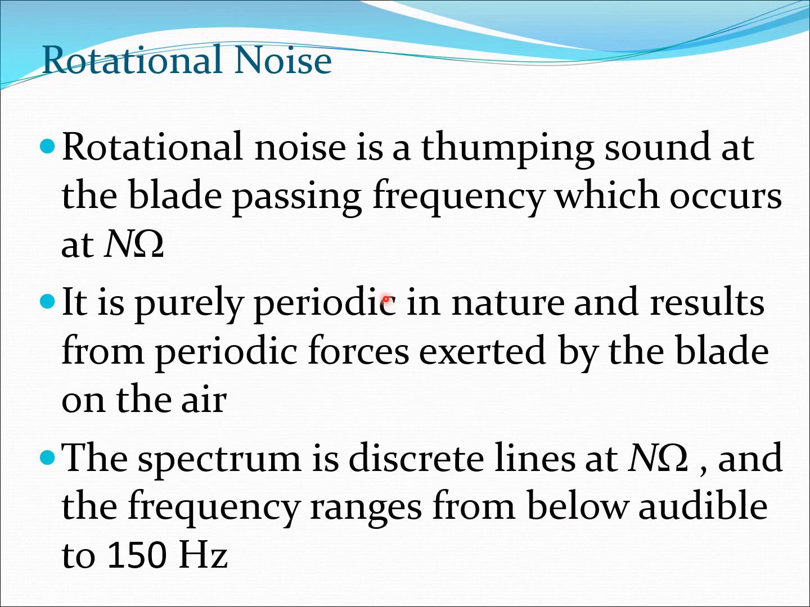Now let's look at rotational noise. Rotational noise is a thumping sound at the blade passing frequency and typically takes place at n times the rotation speed. So for a four-bladed rotor, it would be 4 times the rotation speed, and so on. Now, it is purely periodic in nature and results from periodic forces exerted by the blade on the air.